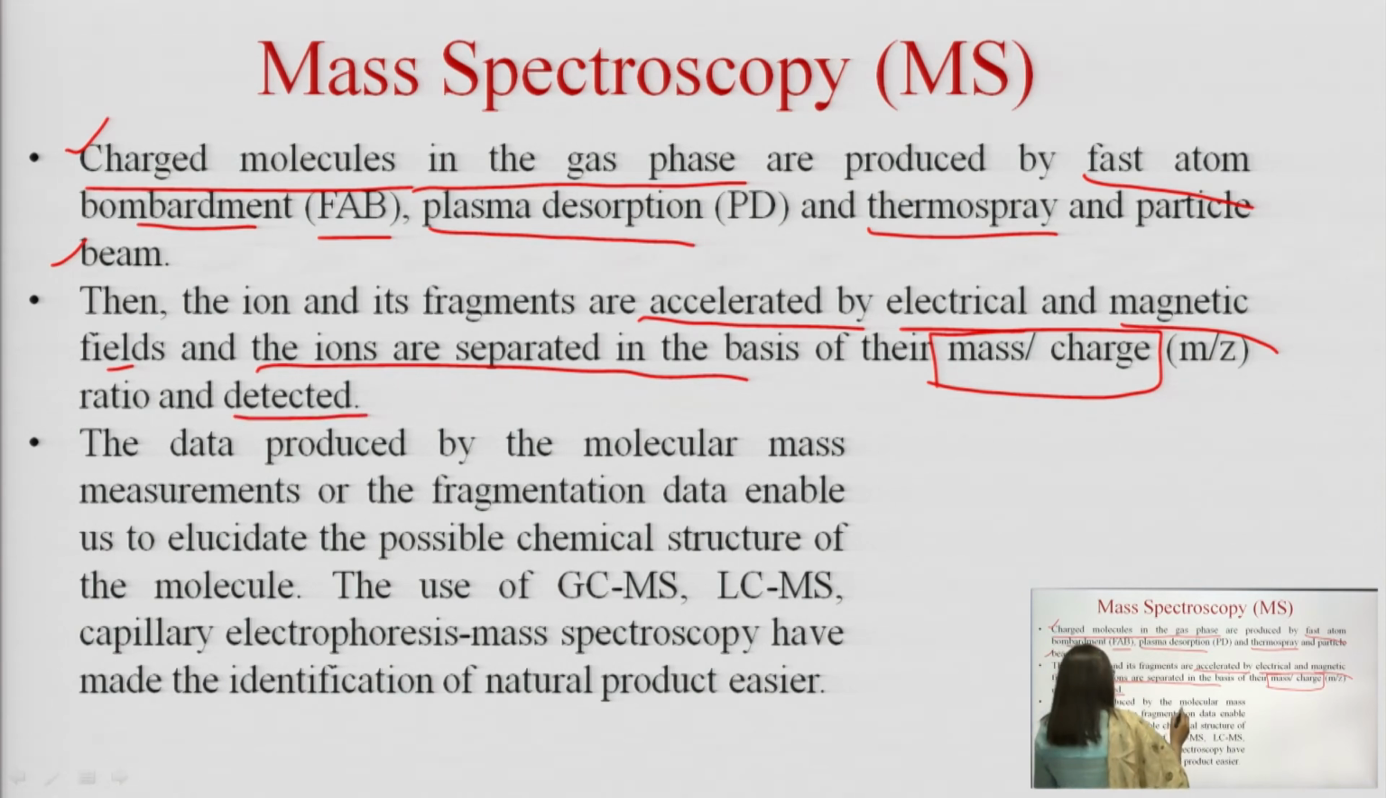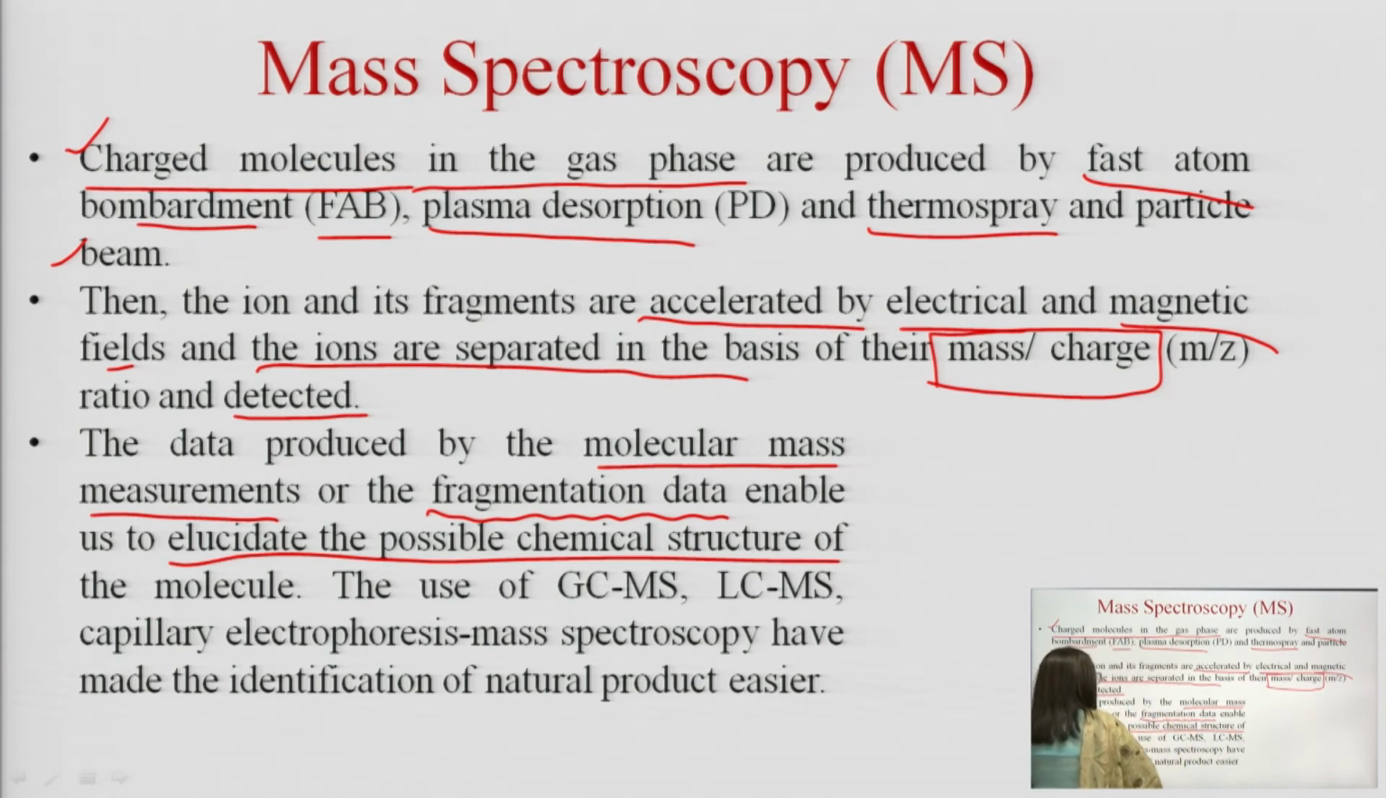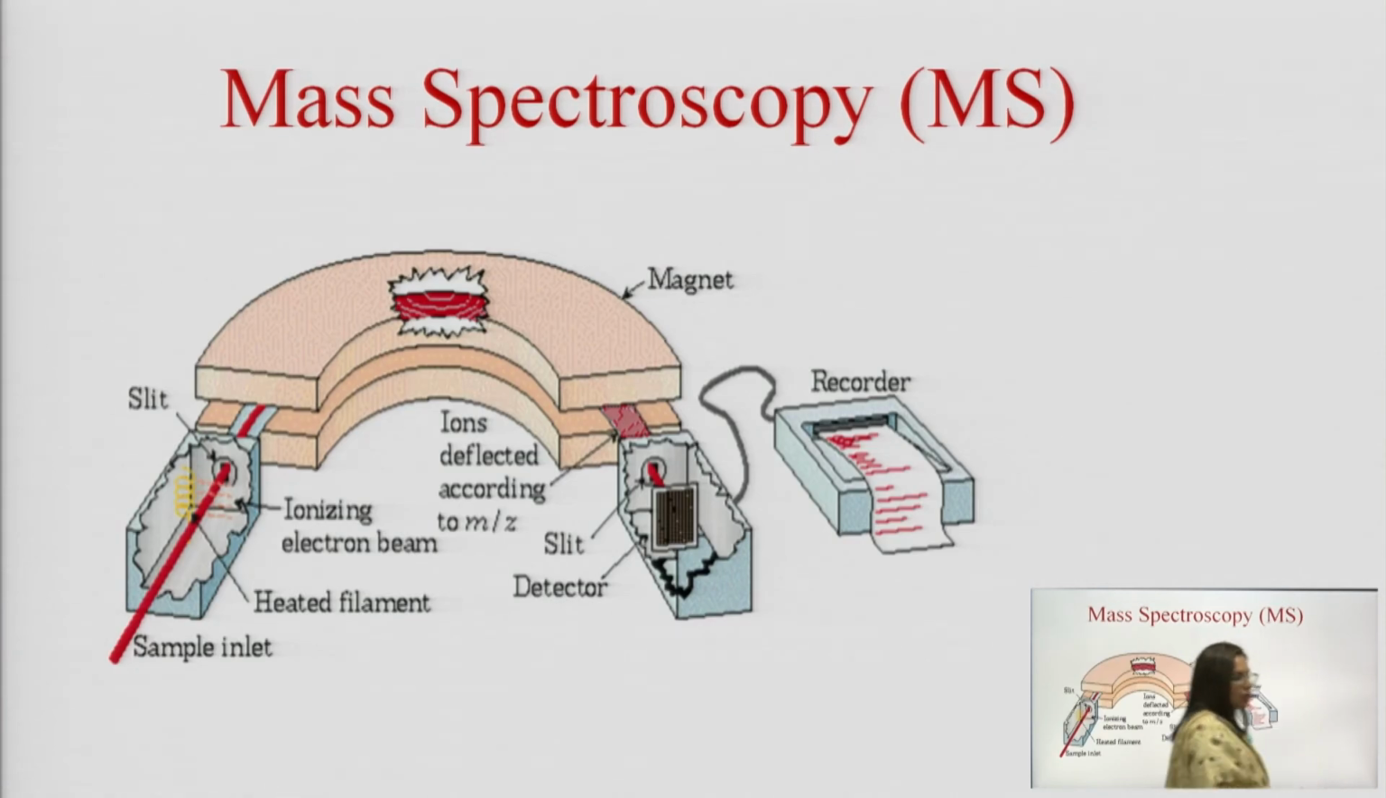The data produced by the molecular mass measurements or the fragmentation data enables us to elucidate the possible chemical structure of the molecule. The use of hyphenated or coupled techniques is very common nowadays. Mass spectroscopy is hyphenated or coupled with gas chromatography, liquid chromatography, termed as LC-MS, and capillary electrophoresis along with MS, which have made the identification of natural products very easy. So, here is the schematic representation of mass spectroscopy.